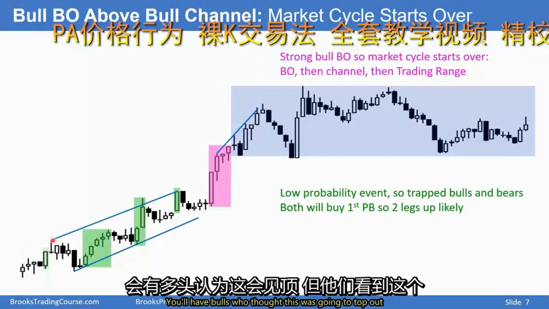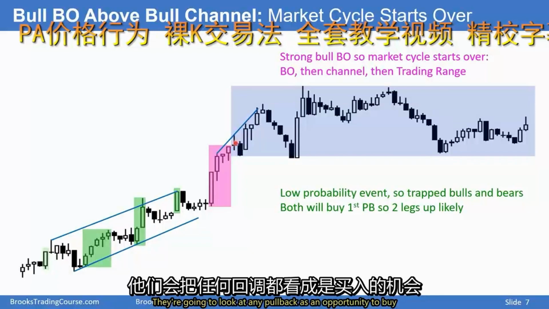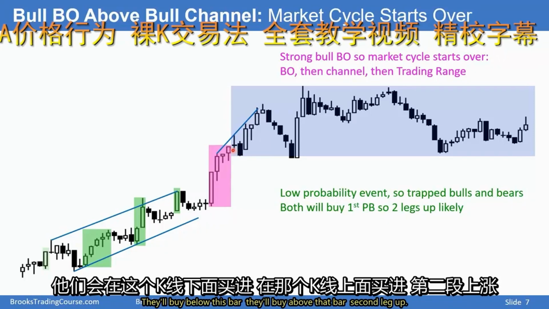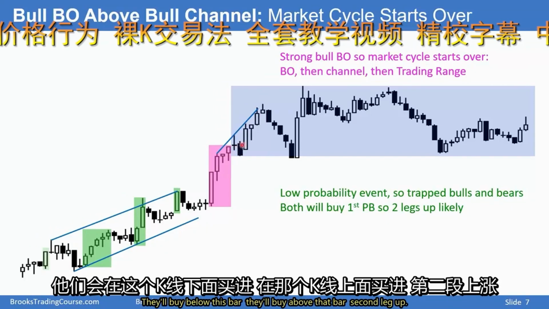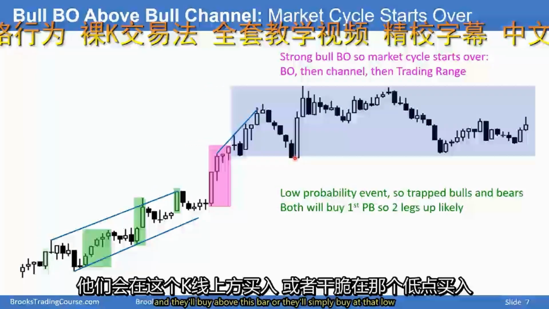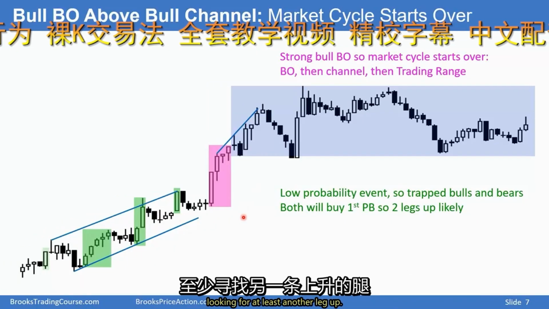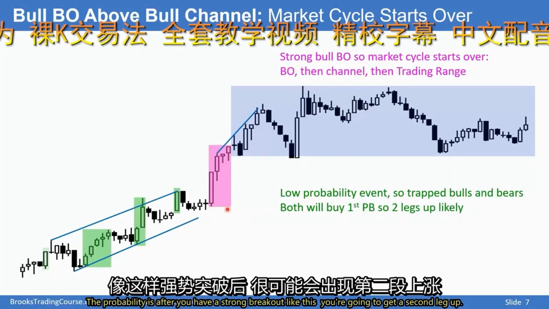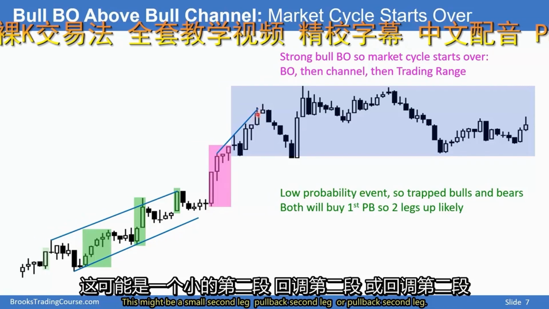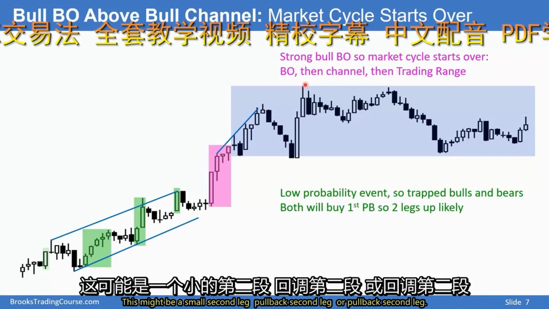You'll have bulls who thought this was going to top out, but then they see this and they say, we're going higher. They're going to look at any pullback as an opportunity to buy for at least a small second leg up. They'll buy below this bar, they'll buy above that bar, second leg up. Here we now have a double bottom bull flag, and they'll buy above this bar, or they'll simply buy at that low, looking for at least another leg up. Bulls and bears are both buying. The probability is, after you have a strong breakout like this, you're going to get a second leg up. This might be a small second leg, pullback second leg, or pullback second leg.